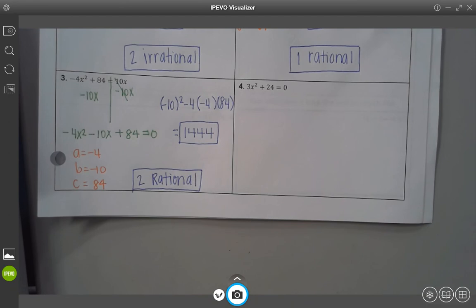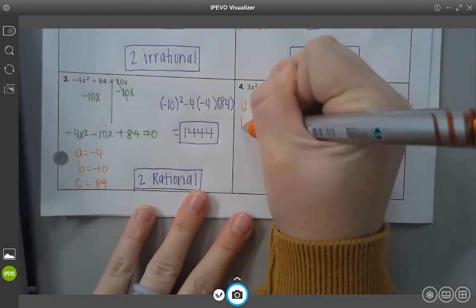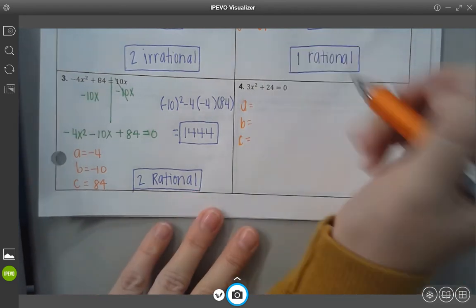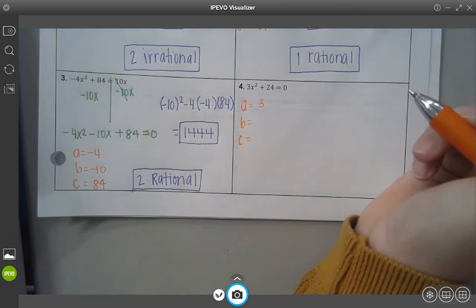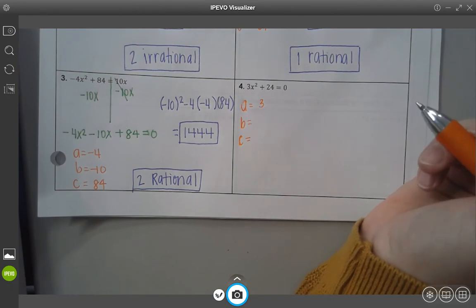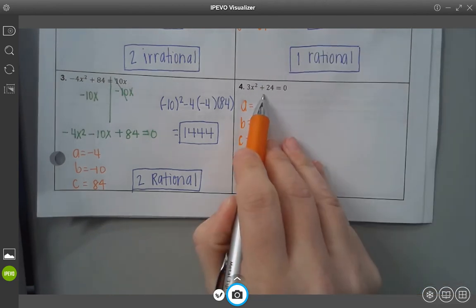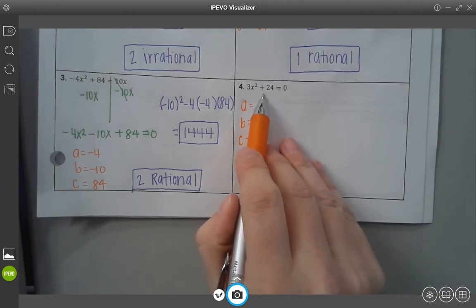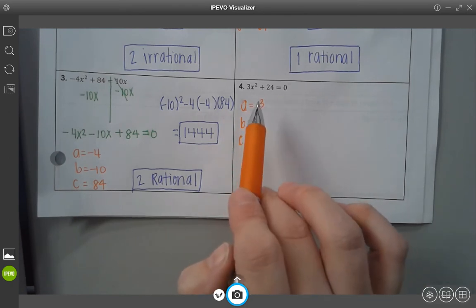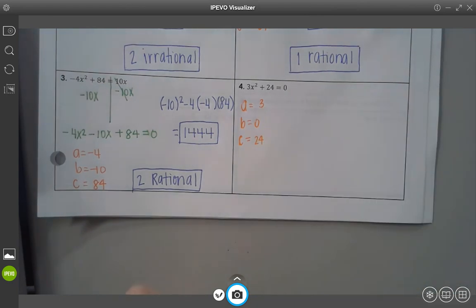Number 4, is that one set equal to 0? Yes. What is your A? What about B? B is 0. Notice you're missing the plain x. The one with the x is always your B. C is 24. Your whole number is always C.